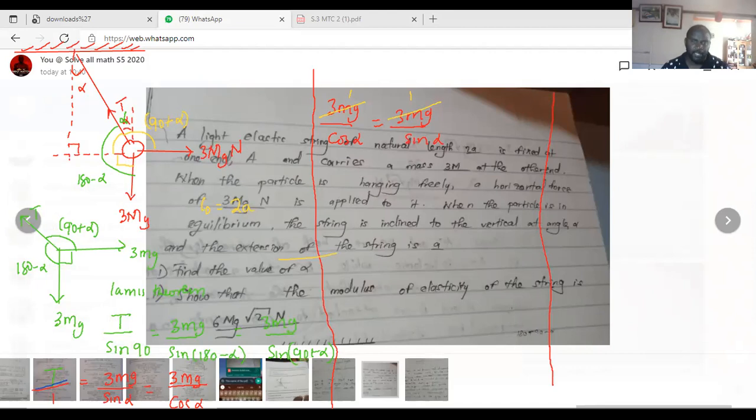Yes, teacher. Okay. So when you reach here and simplify, we shall get tan alpha is equal to 1, and our alpha is actually going to be 45 degrees. So the first question says, find the value of alpha. We have got alpha. The second question says, show that the modulus of elasticity lambda is 6mg root 2 newtons.